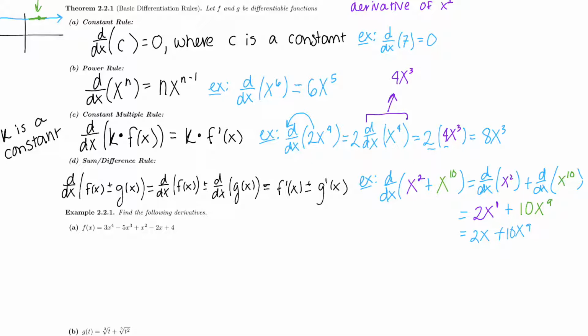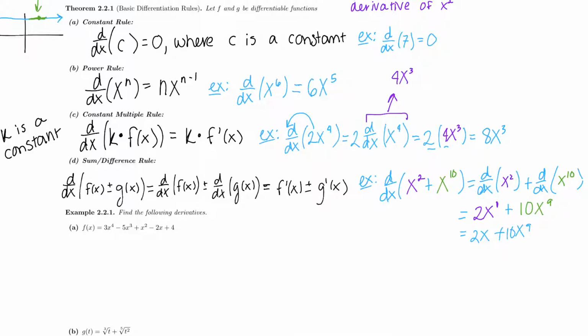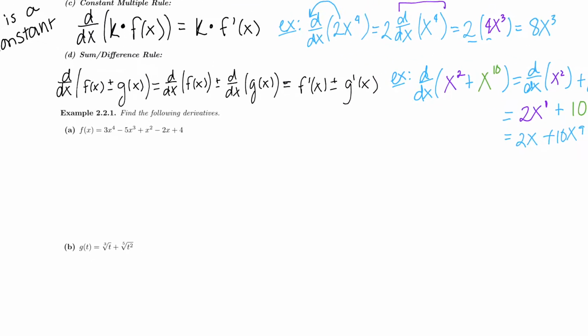Now, while this is true of addition and subtraction, this does not work with multiplication or division. In fact, the whole next section is the product and quotient rules. So essentially, if you're multiplying functions or dividing them, we can't just take the derivative on the top, derivative on the bottom. There's a whole new rule that has to be used, but we'll get into that later. That's a rule for later. Let's just talk about our basics for now.